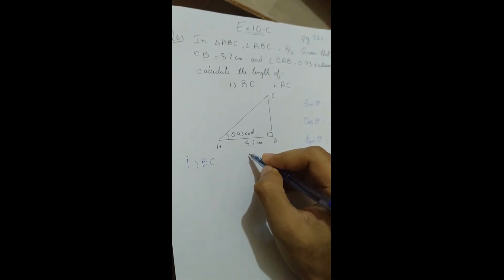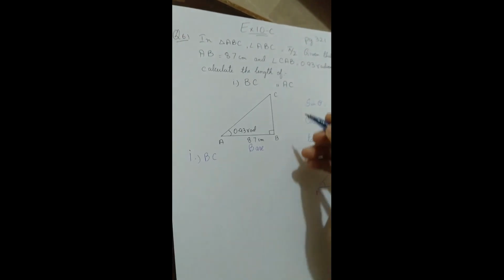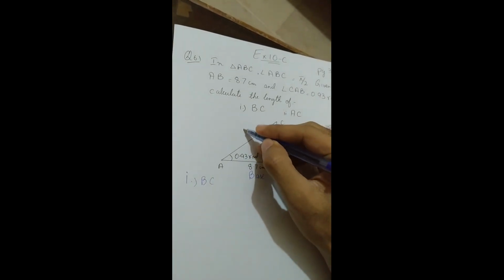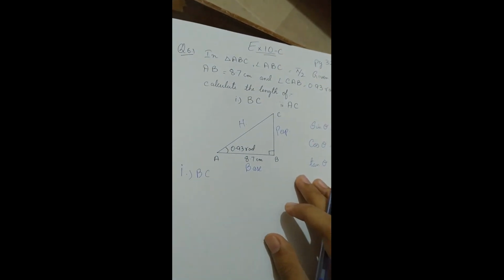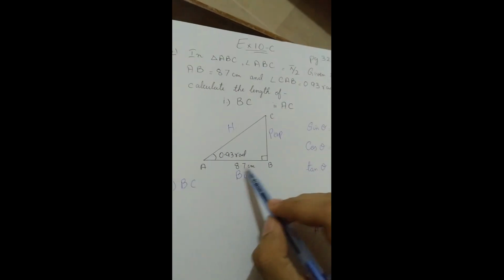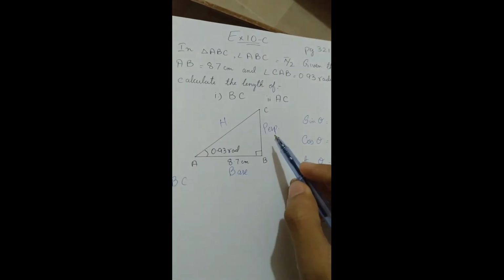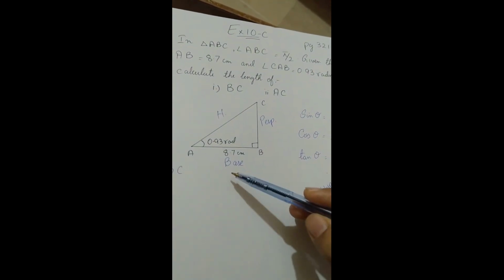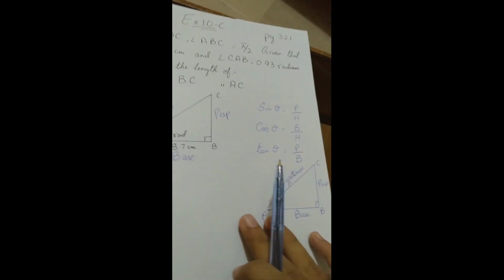This side is my base, and BC, as you can see here, this side will be my perpendicular, and this side is my hypotenuse. I'm just writing H for it. Okay, so base is given to me and the angle is given to me. I have to find the perpendicular first. So which formula has base and perpendicular in it? I have to see it. Okay, base and perpendicular, base and perpendicular. Okay, here perpendicular and base. I will use the tan theta formula.